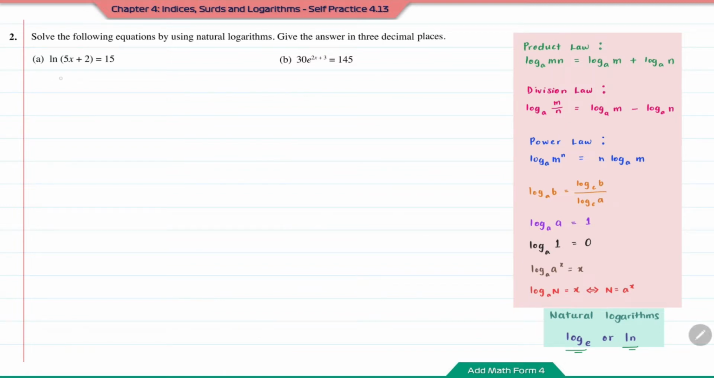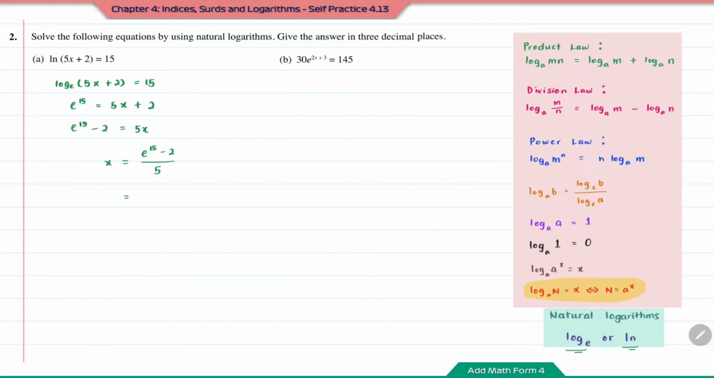This ln, I can write it as log base e. So this will be log base e of 5x plus 2 equal to 15. So we can change this logarithm form into the index form by using the law that I highlight here. So it will be e to the power of 15 equal to 5x plus 2. To find the x, we're going to move this plus 2 to the left hand side. Therefore, x is equal to e to the power of 15 minus 2, divided by 5.